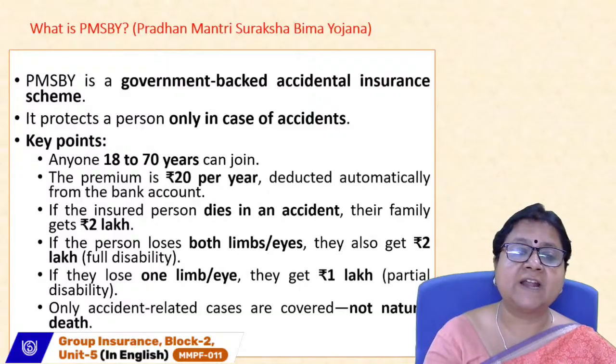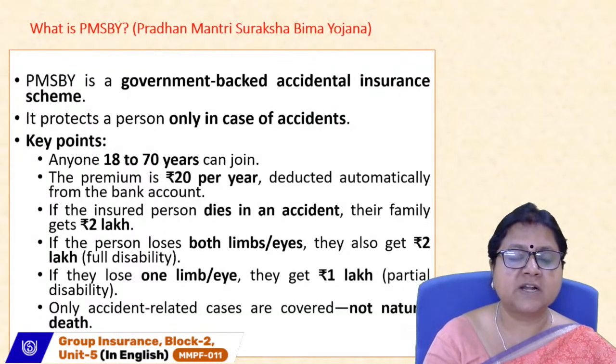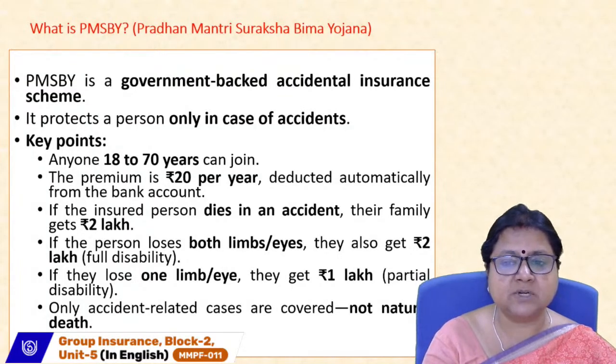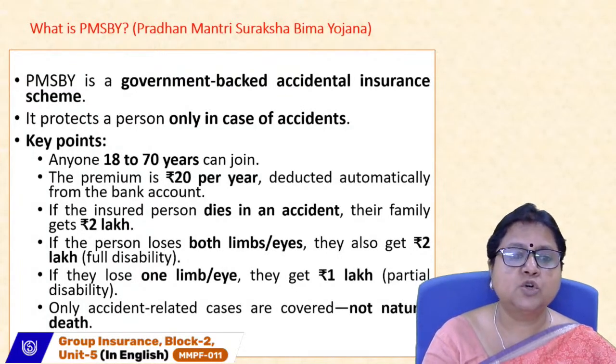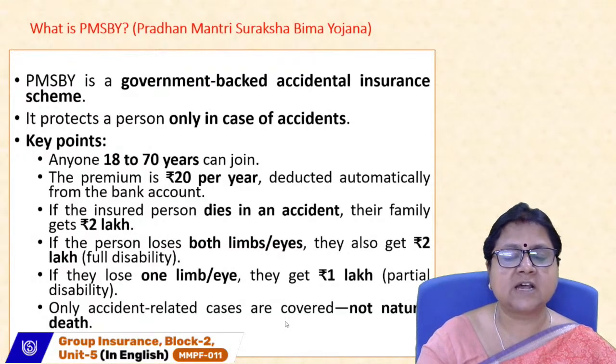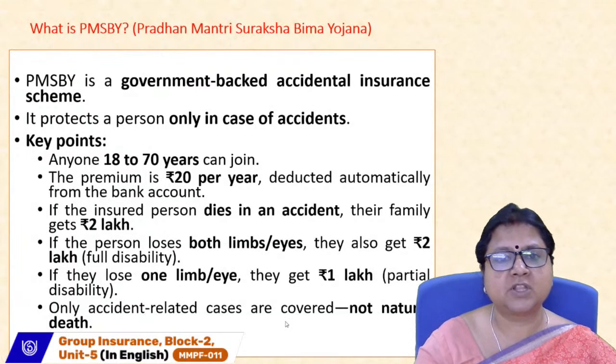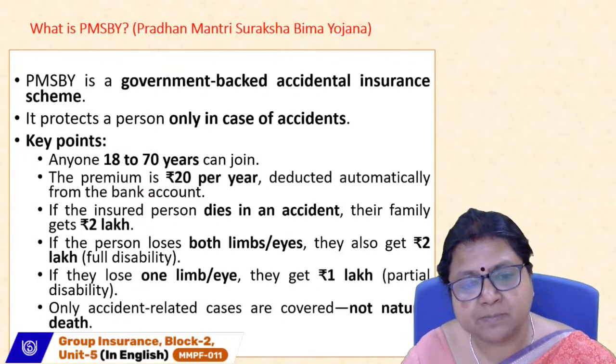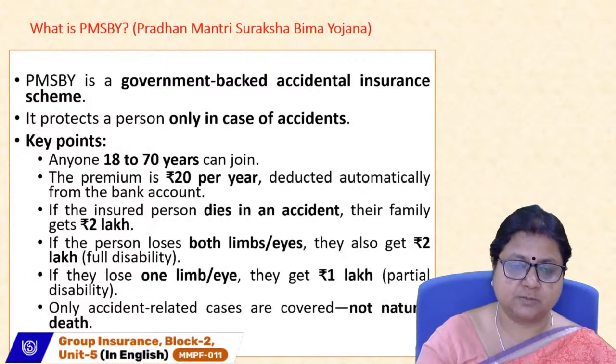So it is a rider. We were talking about riders. So these are the conditions. If he has full disability, then he will get 2 lakhs. If they lose one limb or eye, they get 1 lakh, that is partial disability. Only accident-related cases are covered in this Pradhan Mantri Suraksha Bima Yojana. So it is not applicable in case of natural death.